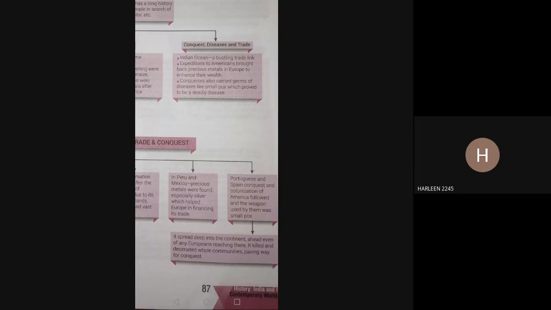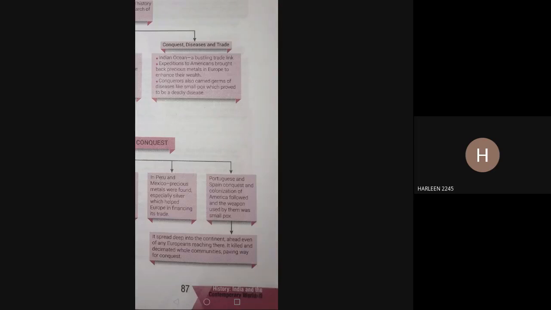In Peru and Mexico, precious metals were found, especially silver, which helped Europe in financing its trade. Then the Portuguese and Spanish conquest and colonization of America followed, and the weapon used by them was smallpox. If the question comes regarding rinderpest, you have to write about it. It is a 3 or 4 marks question that comes in the exam. The last point is this smallpox disease, which was used as a weapon by European traders, reached deep into the subcontinent even ahead of many Europeans. It killed and decimated whole communities, paving the way for the conquest.